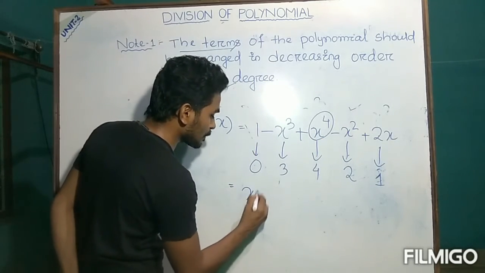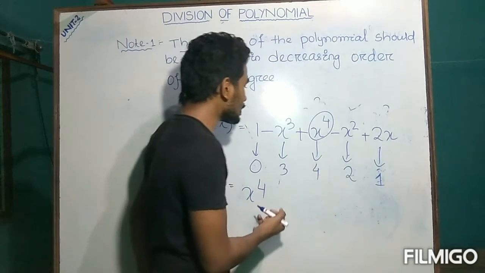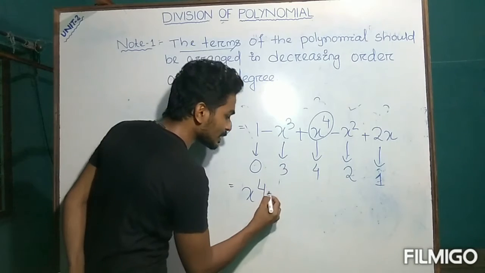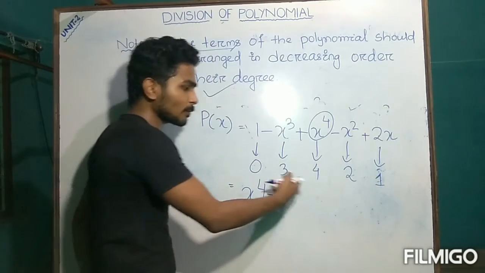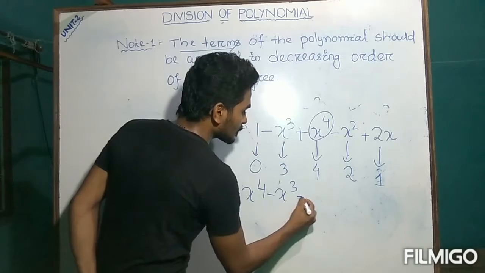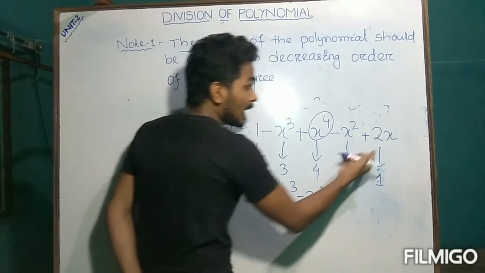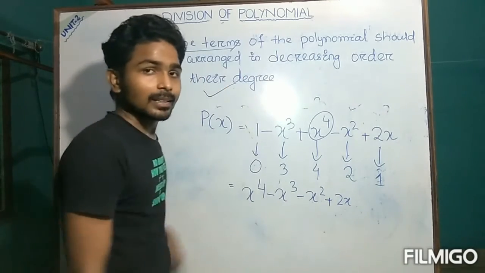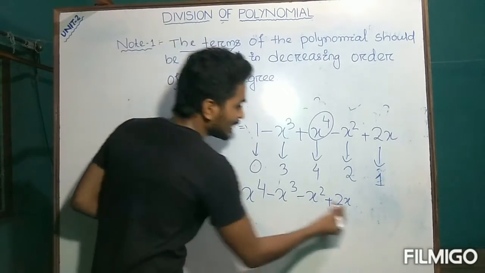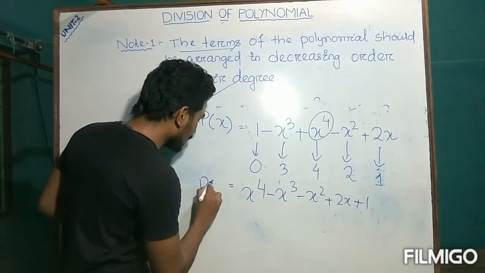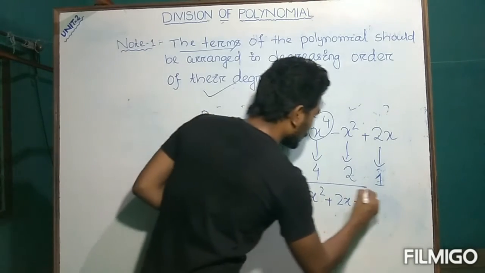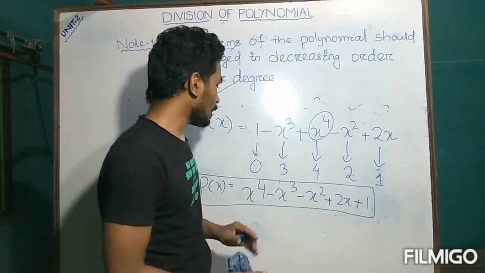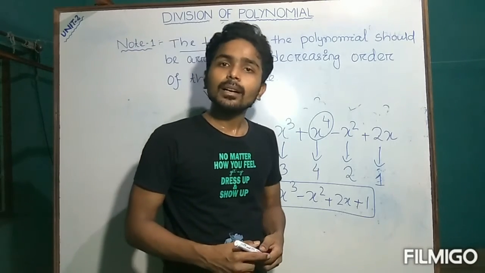So you write first x to the power 4. Then the second highest term is x cube. That means we will write minus x cube here because it contains minus x cube. Then we have to find the x square term. See, it has minus x square, so write minus x square here. Then we have to write power 1, that means the 2x term. So plus 2x. Finally, we will go for the power 0, so it will take plus 1. So this is the rearranged polynomial. So before performing any division, you have to rearrange the polynomial according to the decreasing order of their degree.